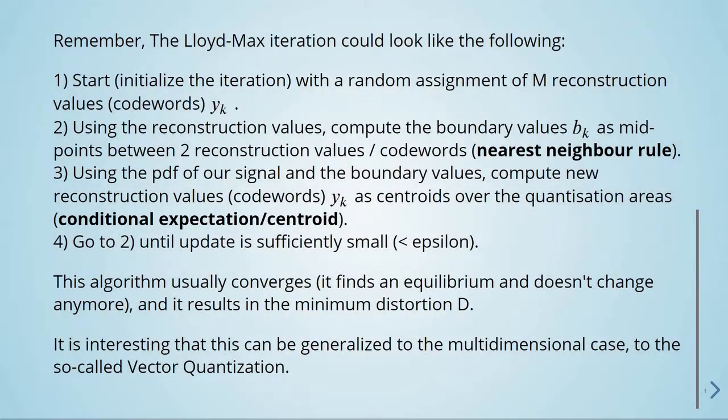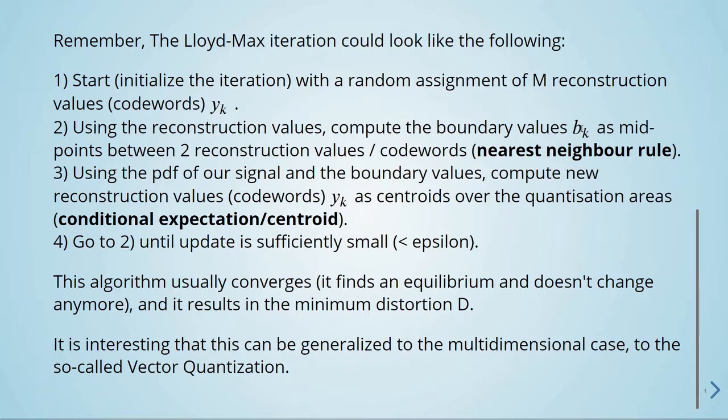Let's get started. In our previous notebook, we saw the Lloyd-Max iteration that looked like the following. We would start our iteration with a random assignment of m reconstruction values, so code words y of k. Then, using the reconstruction values, we compute the boundary values b of k as midpoints between two reconstruction values, so using the nearest neighbor rule. Then using the PDF of our signal and the boundary values, we would compute new reconstruction values y of k as centroids over the quantization areas. So it's the conditional expectation, the centroid.